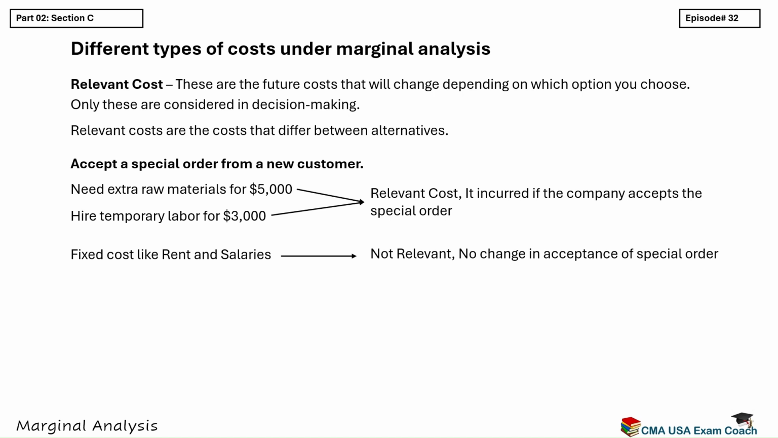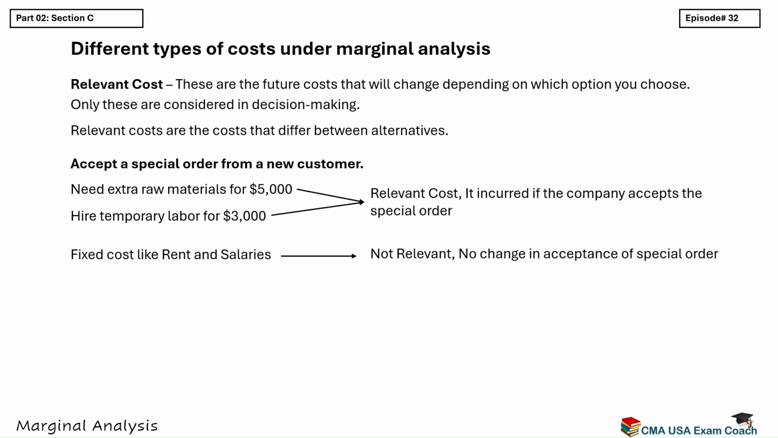But the fixed costs like rent or regular staff salaries are not relevant because they will be paid anyway, whether or not the order is accepted. So, the decision should be based only on the costs that change, that is, the relevant costs. Also, keep in mind, some decisions may include special one-time costs, like extra shipping charges or setup costs for a new job.